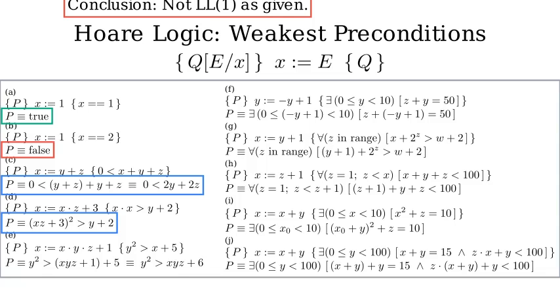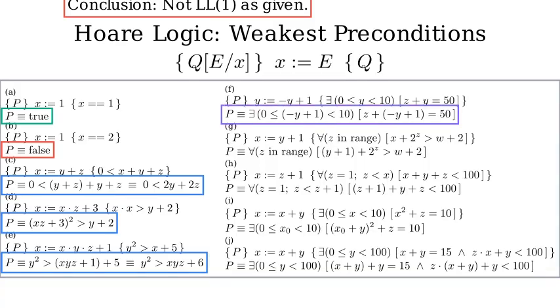D. After x becomes x times c plus 3, post is x times x greater than y plus 2. Substitute to get left side equal to (x z plus 3) squared. E. After x becomes x times c plus 1, post is y squared greater than x plus 5. Substitute to get y squared greater than x y z plus 6. F. Intended assignment is y becomes negative y plus 1. Post is there exists y between 0 and 10, such that z plus y equals 50, with the y inside the post being the new y. Substitute new y as negative old y plus 1.